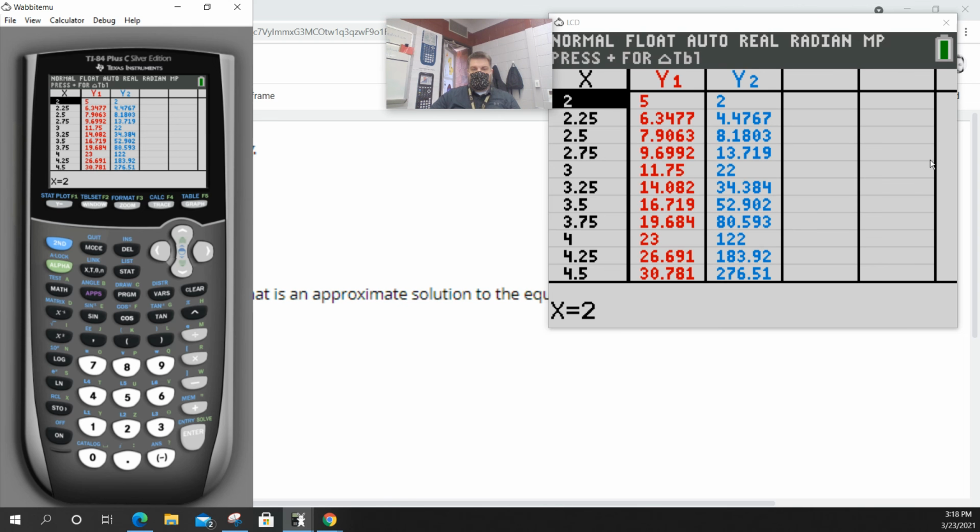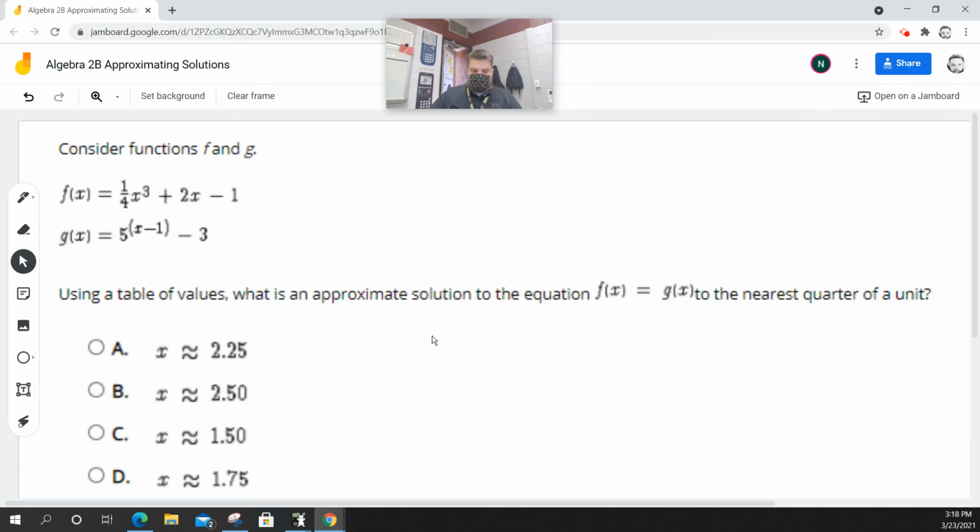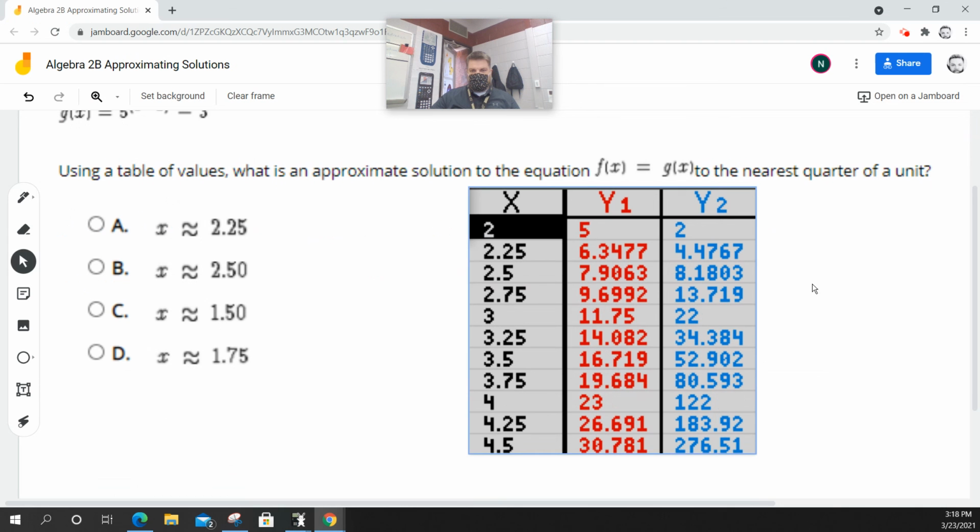Okay. So then I'm going to look at those and find out where they're the closest. So let me take a screenshot of this. So we want to find the ones that are closest to each other. So which ones are closest? Well, this is 5 and 2. Those are apart by 3. This is 6. This is 4 roughly. Those are apart. This is pretty darn close.